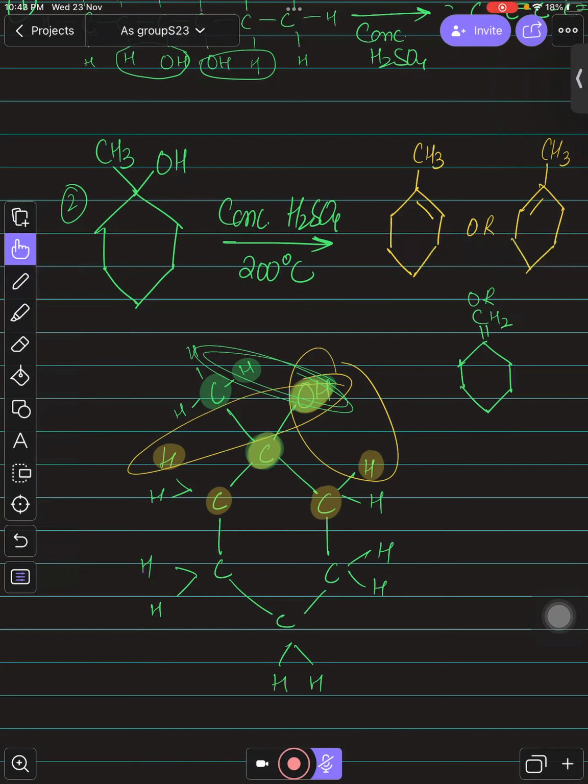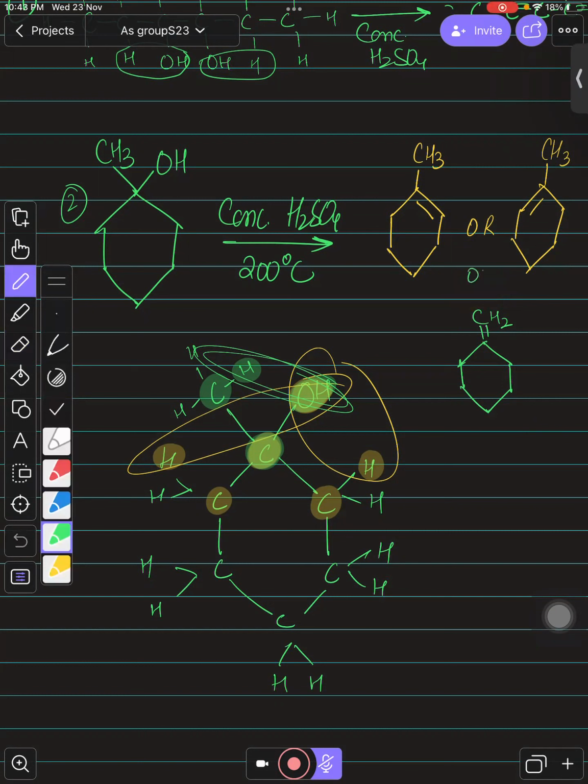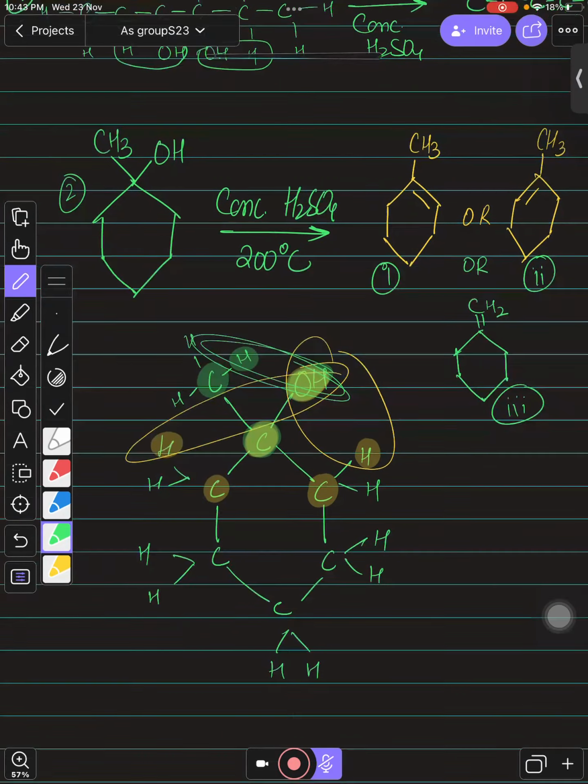Here you have to think differently in this way, and you have to state all the possibilities. This is the first possibility, this is the second possibility, and this is the third possibility that you can write or draw. Am I clear to every one of you? Yes, sir. Okay, so this is all about today's lecture.